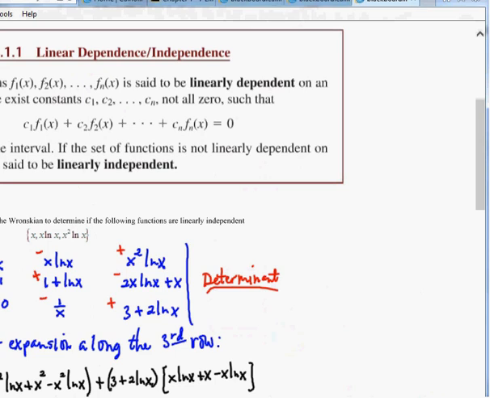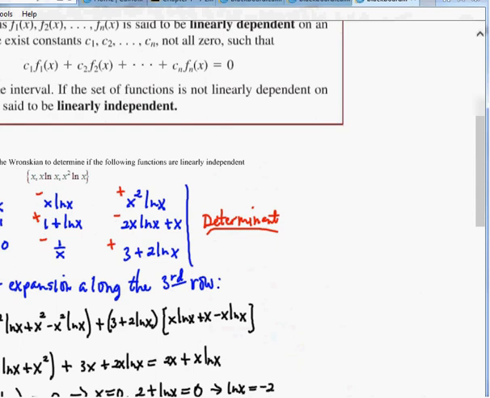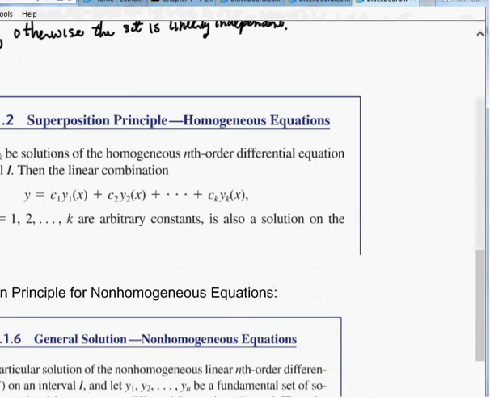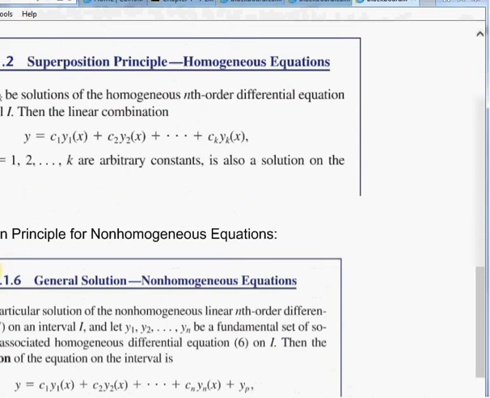So the first problem for the sample exam is to write the definition for linear independence. This is going to be straightforward. Number 2, given a problem, use the Wronskian to determine whether or not these functions are linearly independent. Number 3, state the superposition principle for homogeneous differential equations and also the superposition principle for non-homogeneous differential equations.